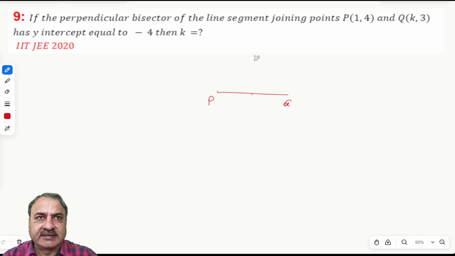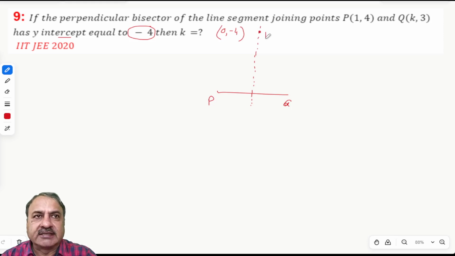Its perpendicular bisector is this line, and the perpendicular bisector has y-intercept -4. It means the x coordinate is 0, so this perpendicular bisector is passing through the point (0, -4). Suppose this point is M and this point is N. Now, first of all, we will find the coordinates of N.